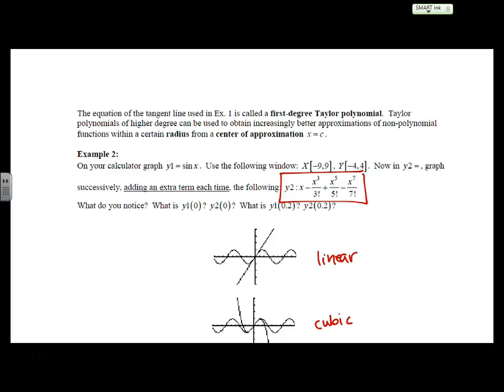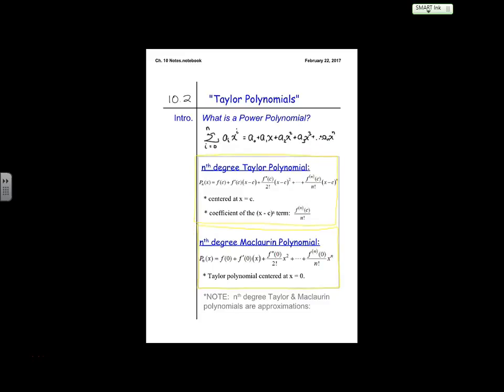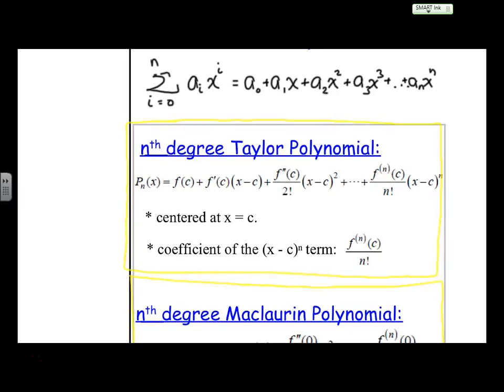But it's supposed to be a prime. Let me double check. So how does the Taylor polynomial work? That's ultimately your question, right? The Taylor polynomial says the following.